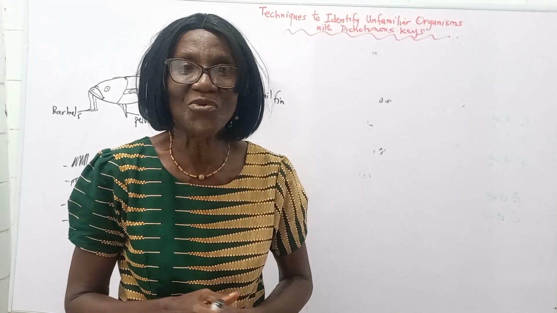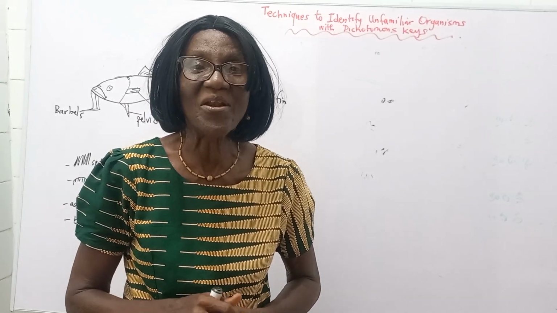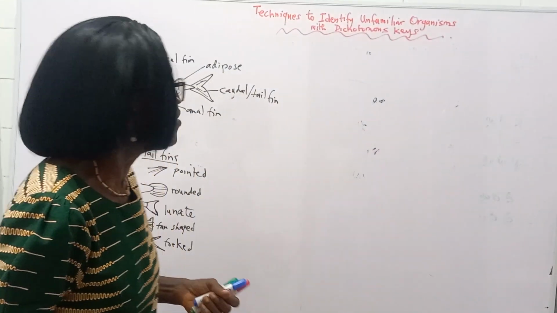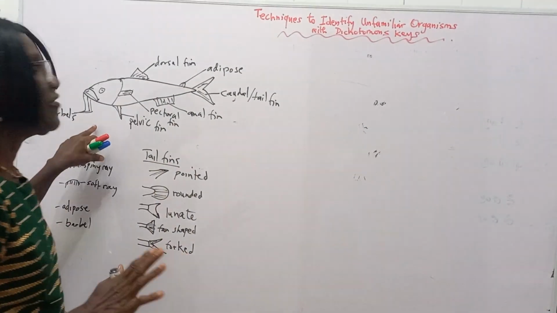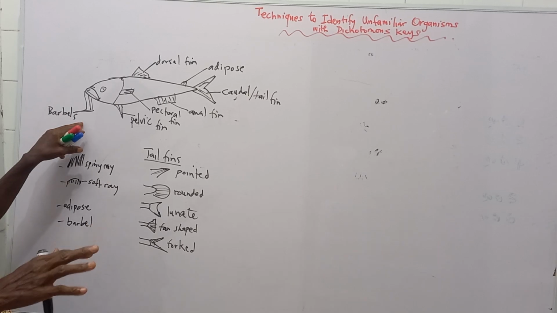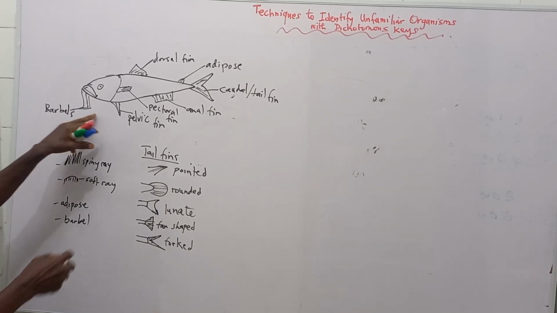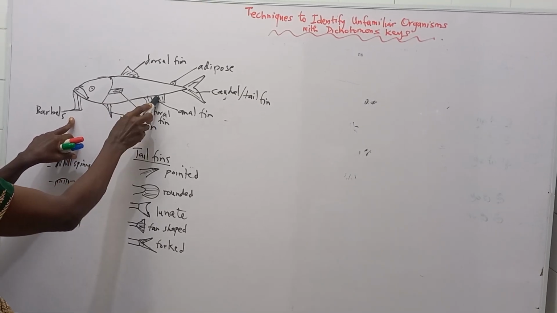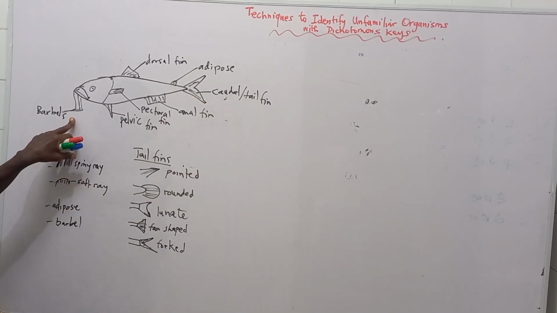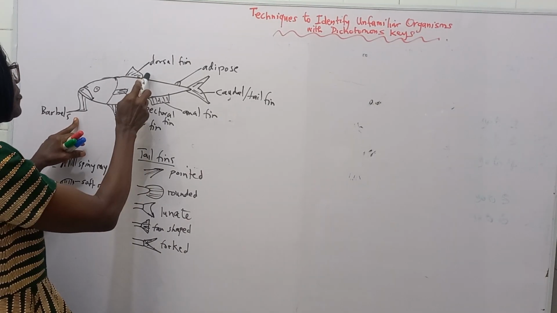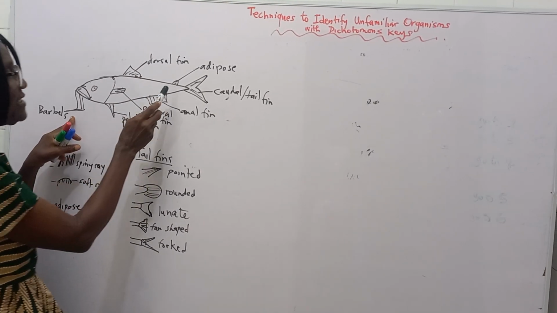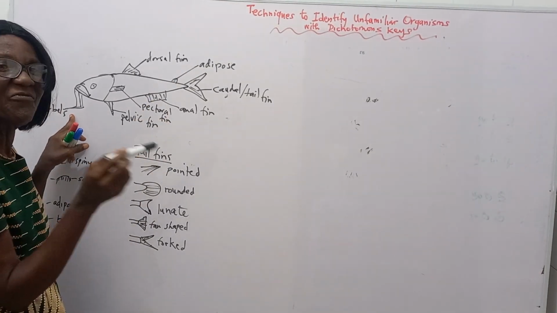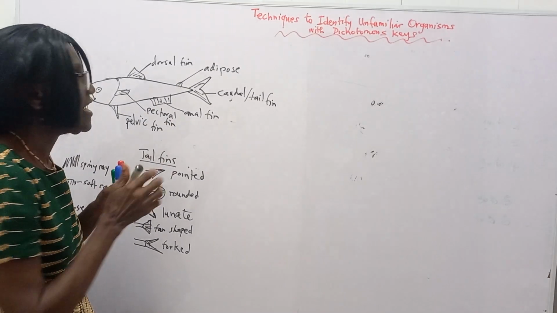Now we are going to identify unfamiliar bony fish species using dichotomous keys. And so we want to have a very quick revision about fish structure, fins, all right? Now we have a bony fish here: dorsal fin, pectoral fin, pelvic fin, anal fin, caudal or tail fin. Now some fishes have so many dorsal fins. But then some fishes have something here they call adipose. This adipose is a fleshy fin, very fleshy and tiny.